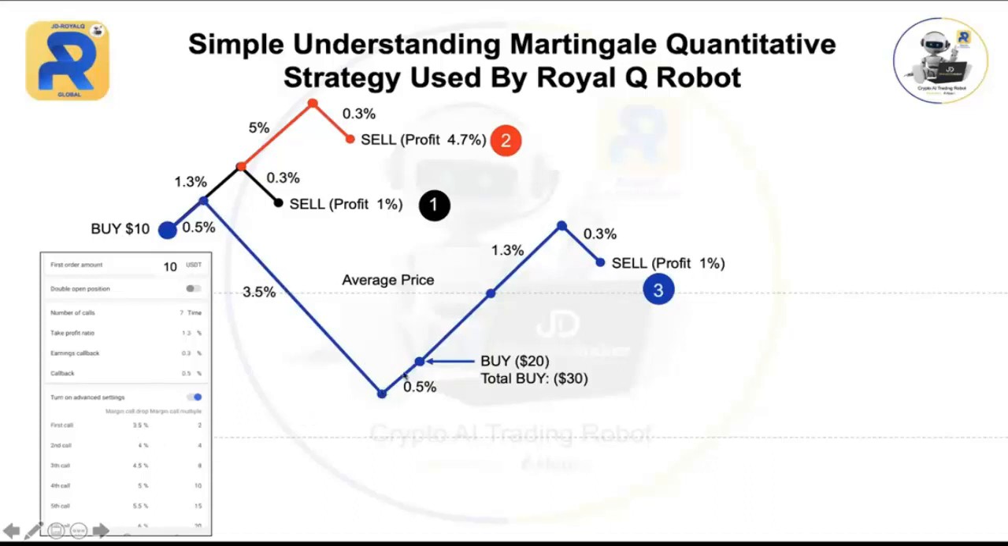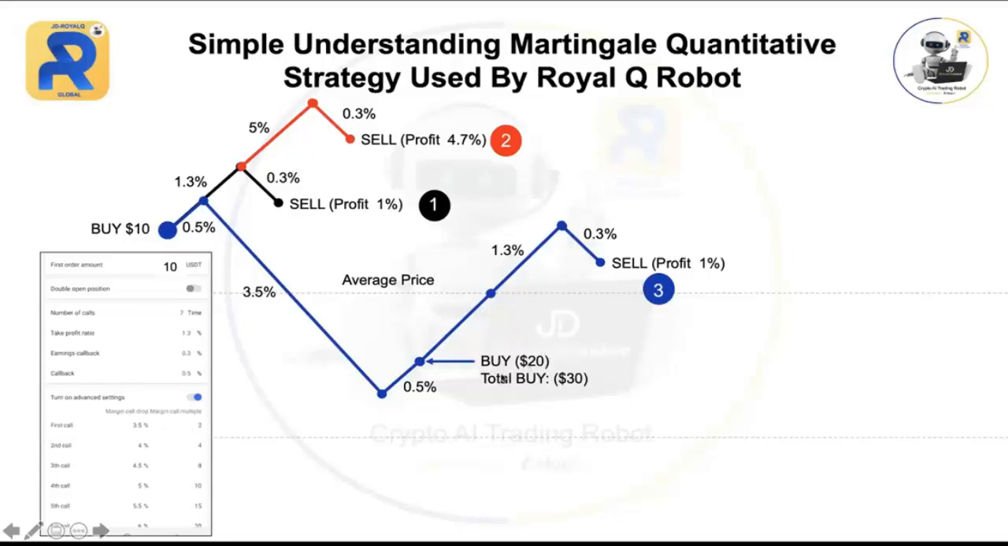All right, and then there's a callback of 0.5. The robot now will automatically buy. Okay, buy. Can you see at $20, because this is multiplied by 2. So the first call here is multiplied by 2. So 2 times 10, that will be $20. So the robot now will open a new order at $20.